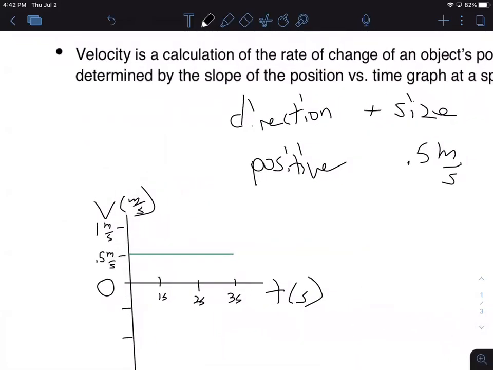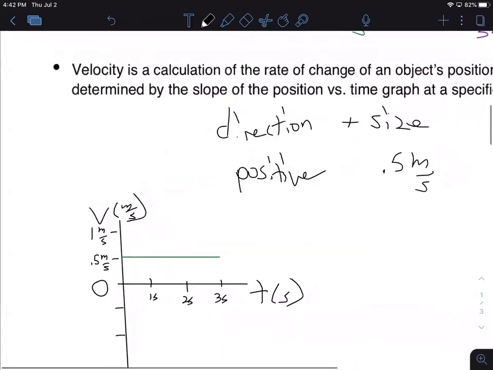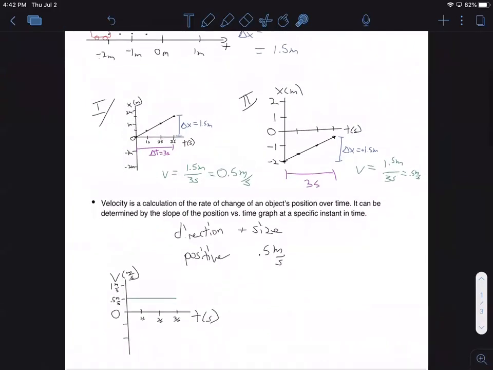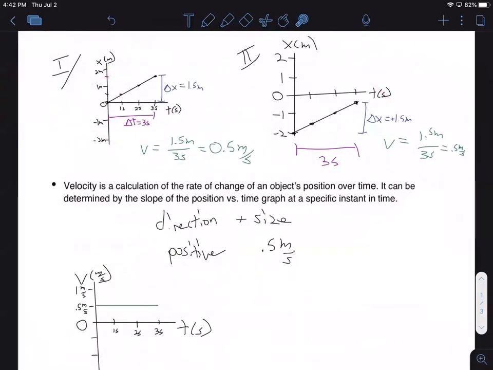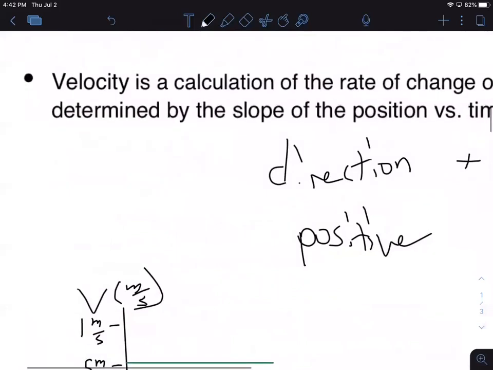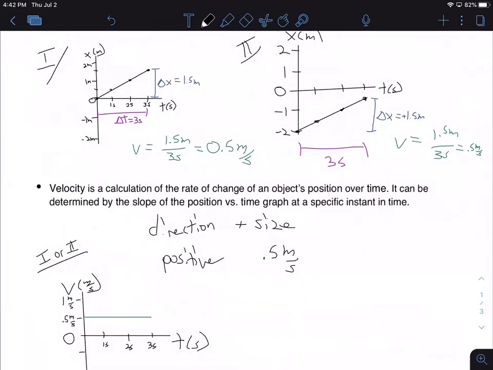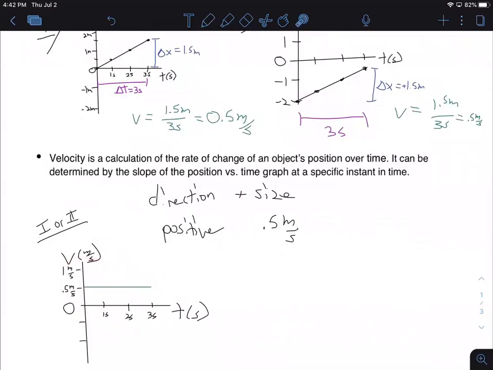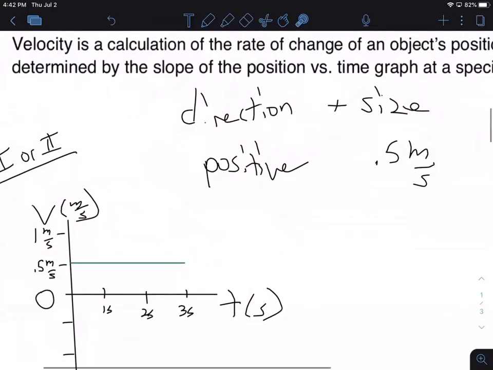All right, so that would be the velocity versus time graph. Notice, this is the same unchanging slope. The velocity graph is exactly the same for both of these. So this is the velocity graph for 1 or 2. Turns out it doesn't matter where we picked our origin to be, we end up with the same velocity graph, because they both end up with a constant velocity of 0.5 meters per second.